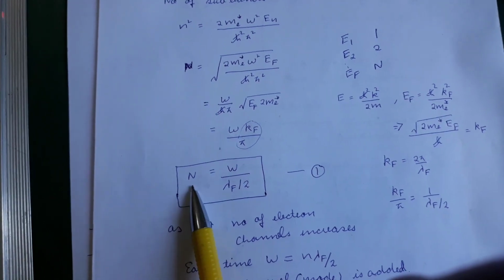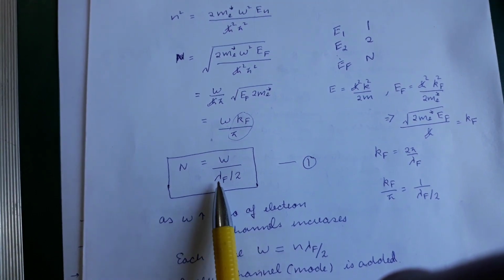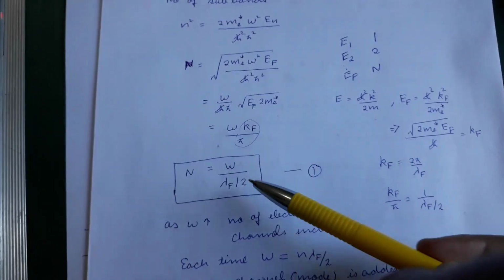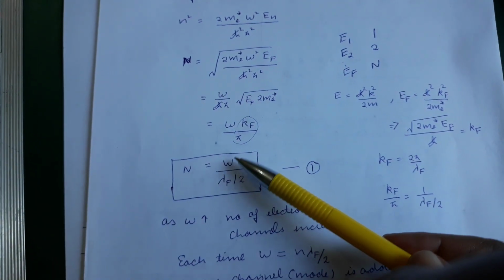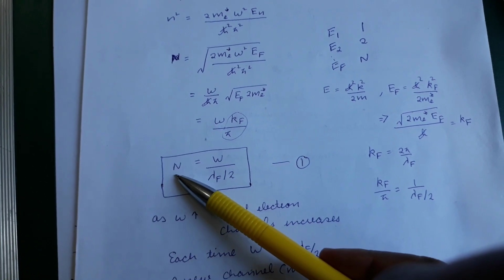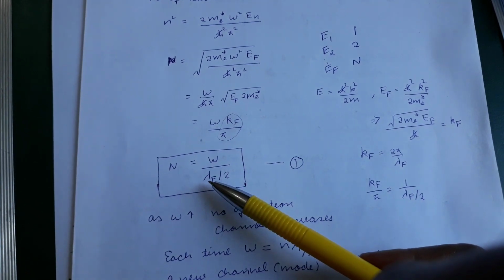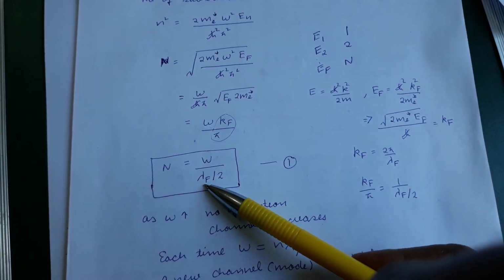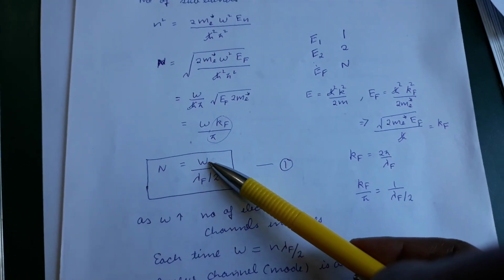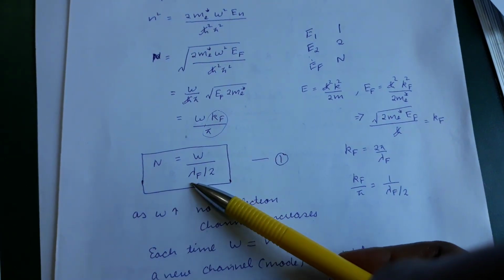So you see that the number of modes will depend upon the thickness of the wire and the Fermi wavelength of the electron. Whenever the thickness is of the order of lambda F upon 2, one mode can be added. Otherwise, if the thickness is almost half of the wavelength or 1/4 of the wavelength, it will not be a complete mode.